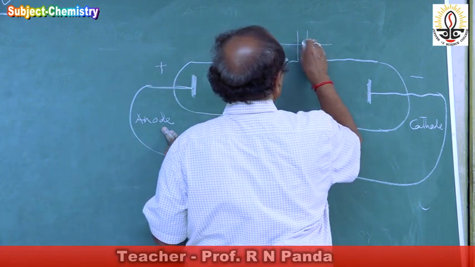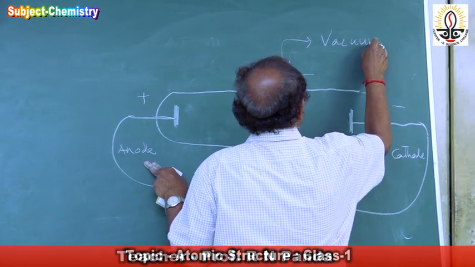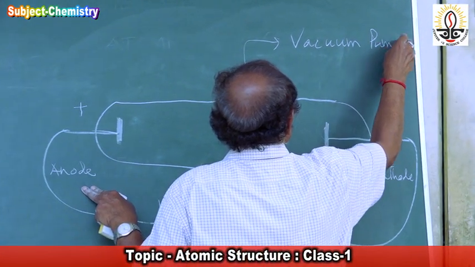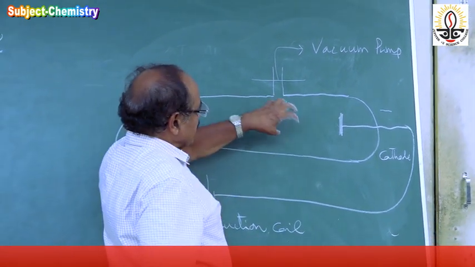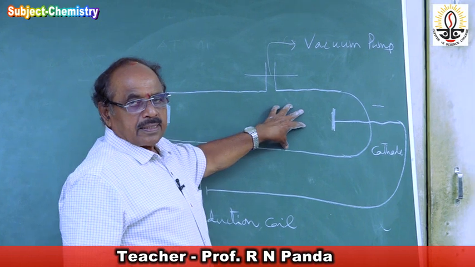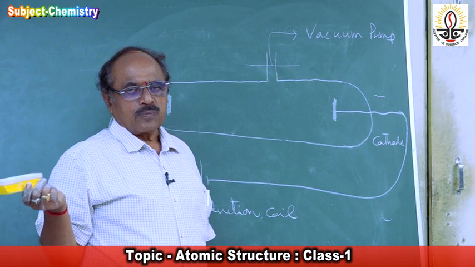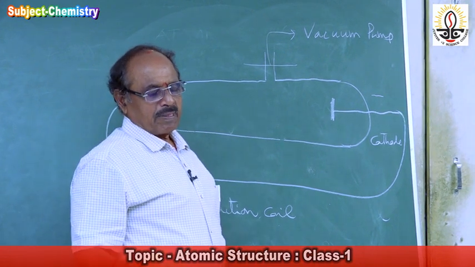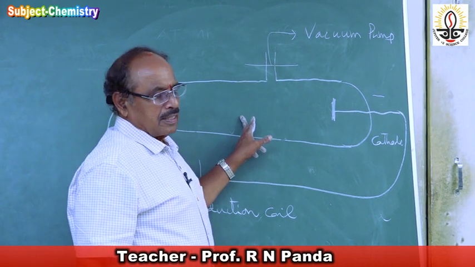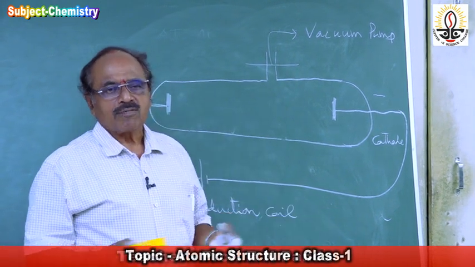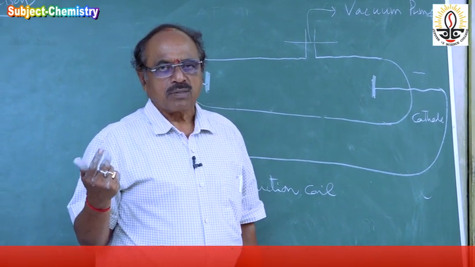And here they had a vacuum pump. Vacuum pump means what? They took the gas inside and decreased the pressure of the gas. How? The volume is inversely proportional to pressure. So if you go on decreasing the pressure, what happens to the volume? The volume is the total disposition of the particles in the space. That is called the volume.